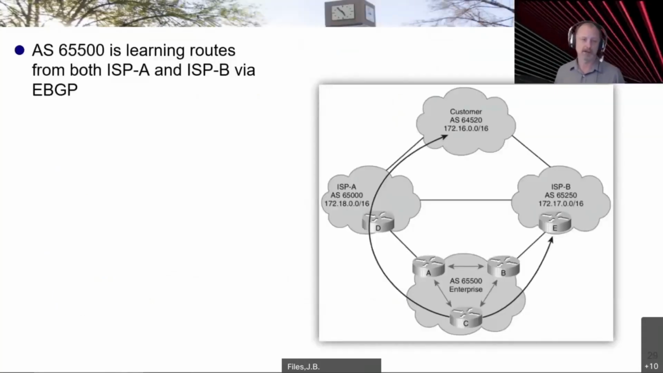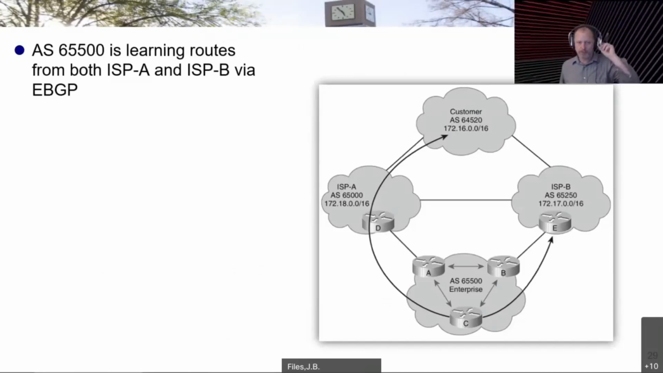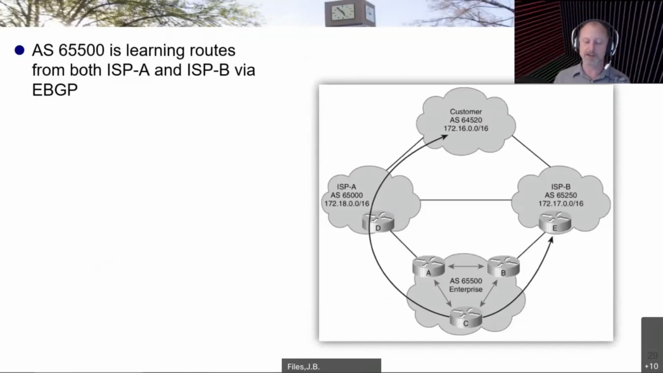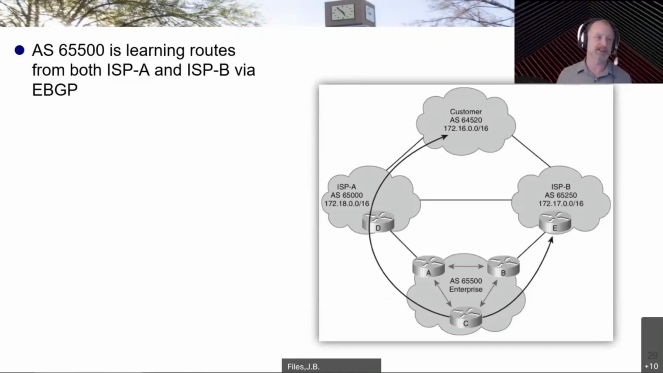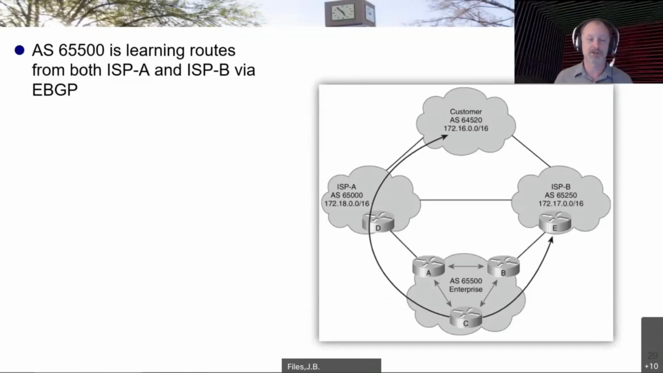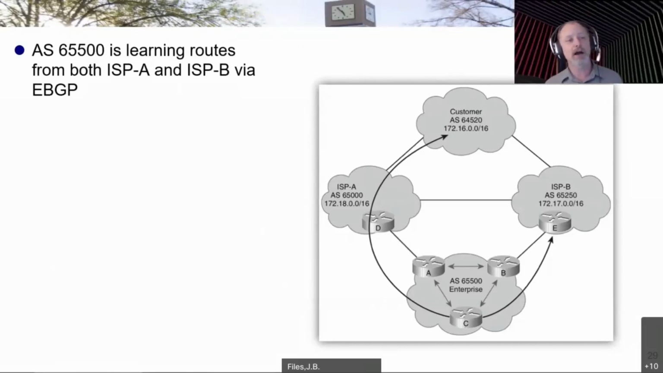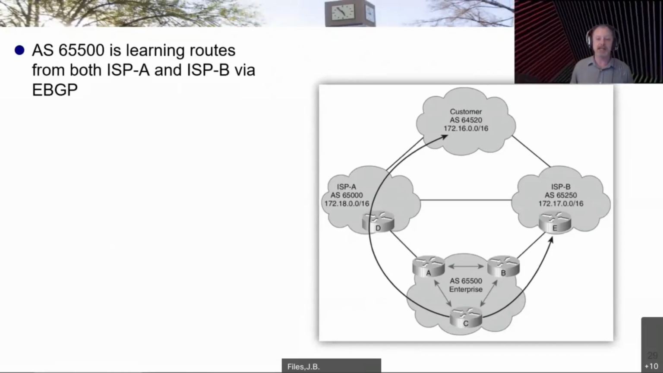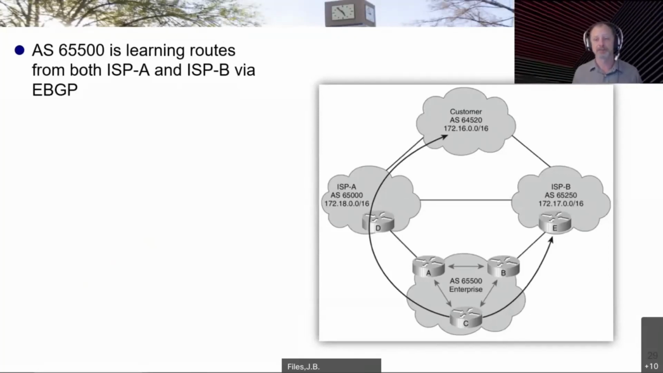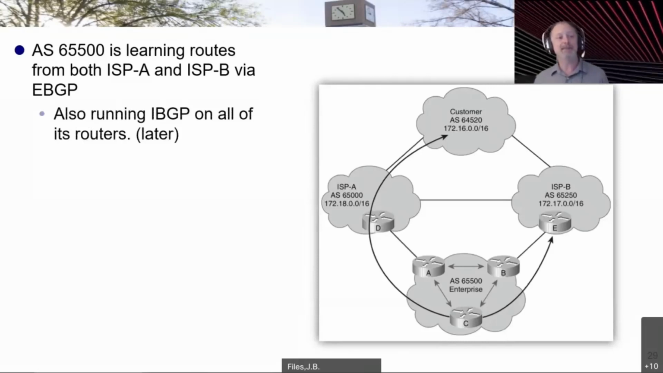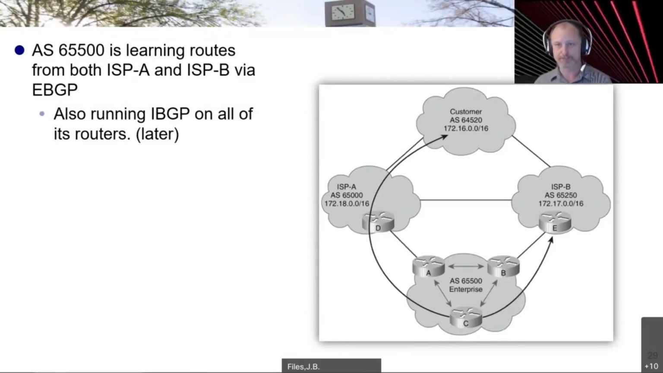All right, so let's take a look at a couple scenarios. Our autonomous system is on the bottom there. It's 65,500, which is a private autonomous system number. We're learning routes from ISP A and B on either side there via eBGP. We're also running iBGP on our internal routers. We'll talk more about that later.